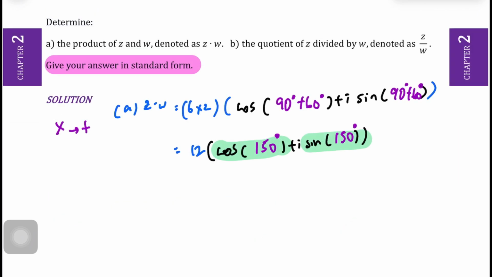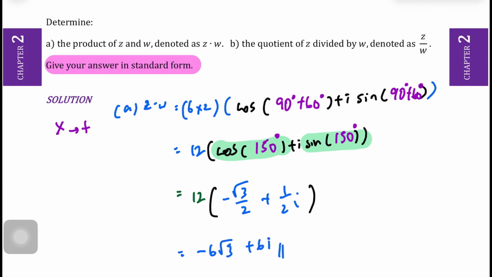Since the answer wants standard form, we need to solve for cos 150 degrees and sine 150 degrees, and then we need to multiply 12 inside. So let's do that. If you solve the inside trigonometric function, you'll get this. And then let's multiply 12 inside. So your answer is minus 6√3 plus 6i. So this is your final answer.